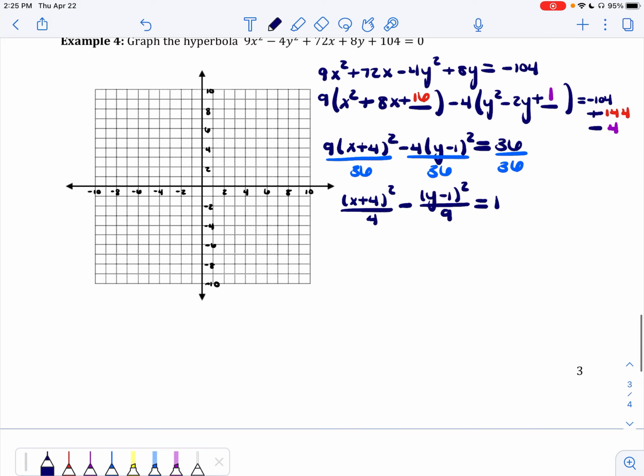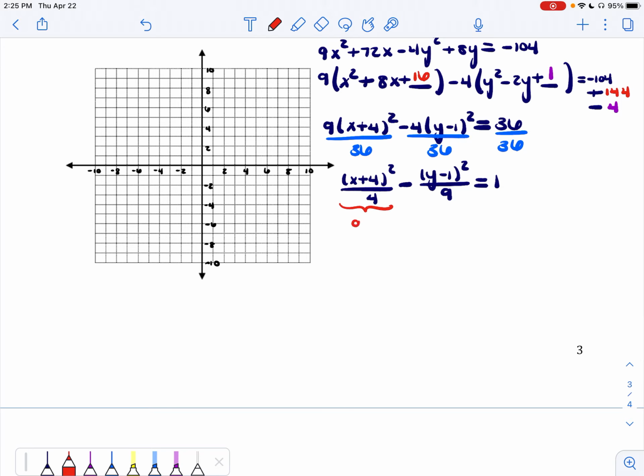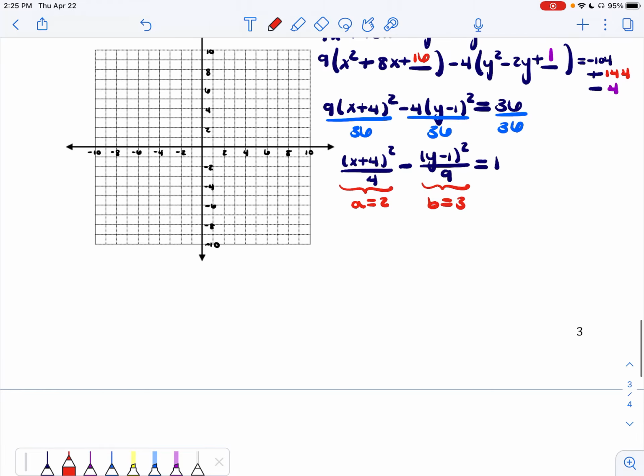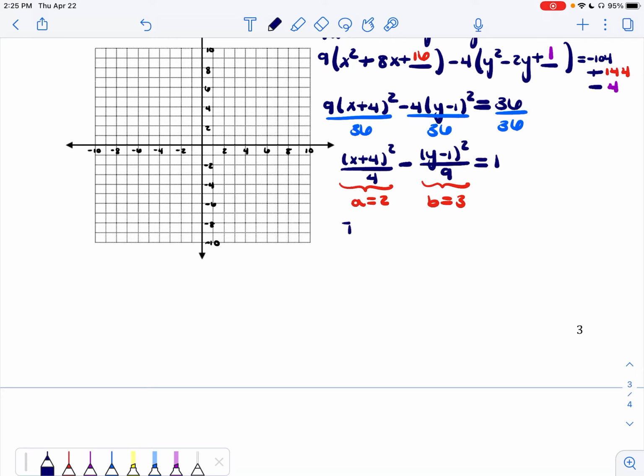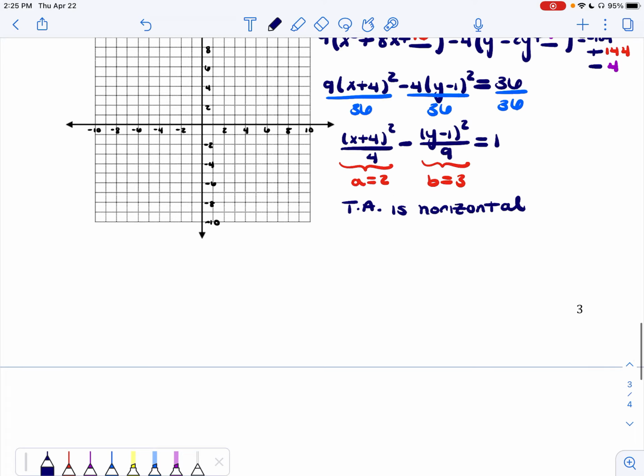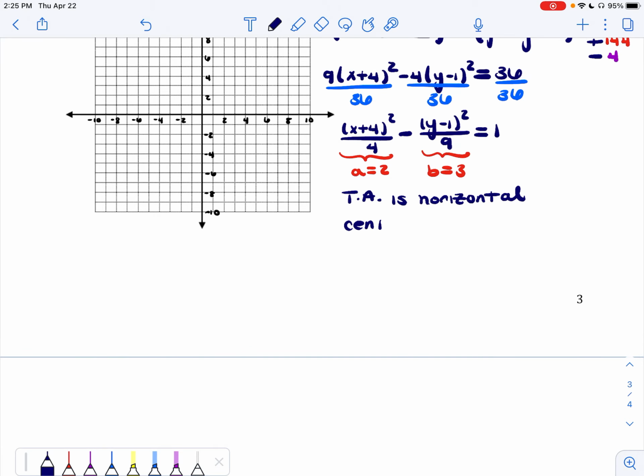All right, so let me first identify my a and b. So remember, a is always first with hyperbolas, and b is always second with hyperbolas. So the square root of 4 gives us 2 for our a, the square root of 9 gives us 3 for our b. Because the x squared term is first, our transverse axis is horizontal. From the h and k, we'll find our center at -4, +1.